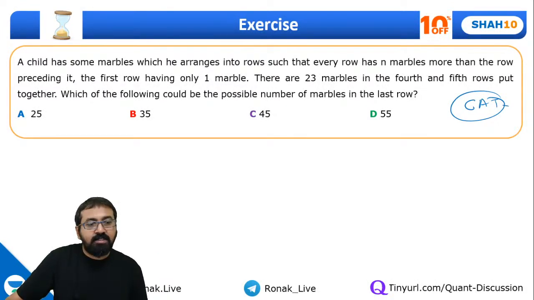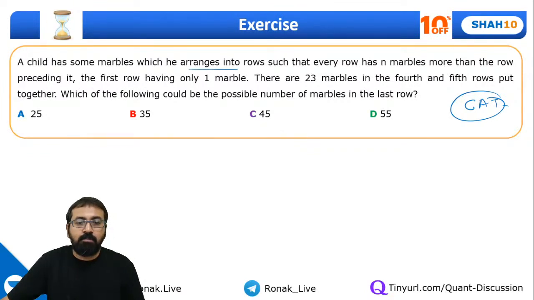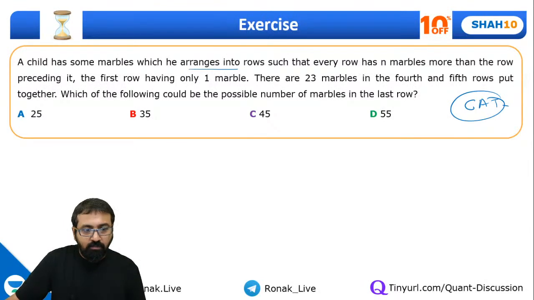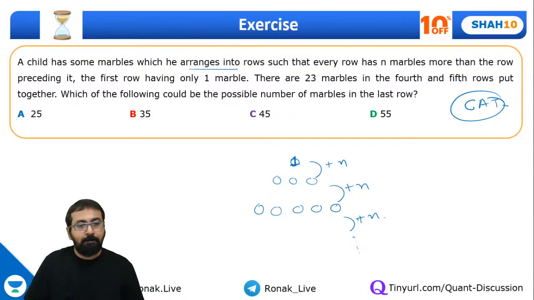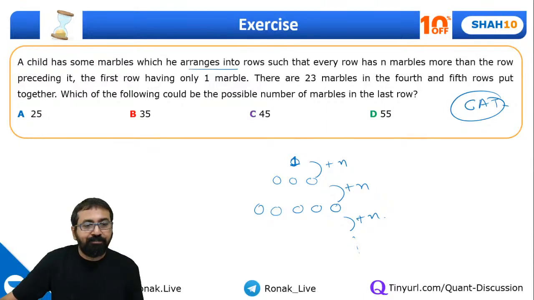A child has some marbles which he arranges into rows such that every row has n marbles more than the row preceding it. He starts with one marble over here, then some more marbles. I don't know how many marbles are there. Then some more marbles, but this is surely one, and this is plus n, this is plus n, and so on and so forth. This keeps going on, right? And we know that there are 23 marbles in the fourth row and fifth row put together.